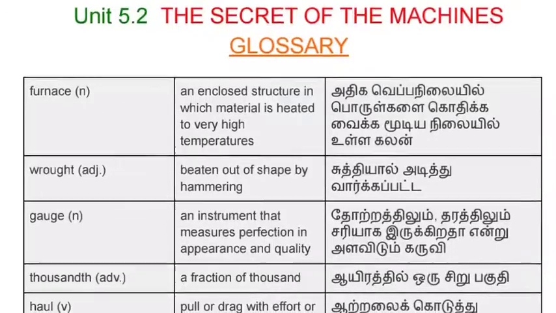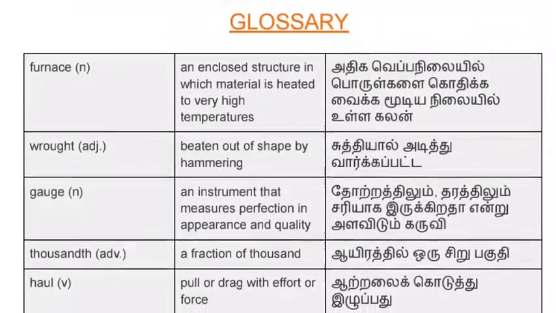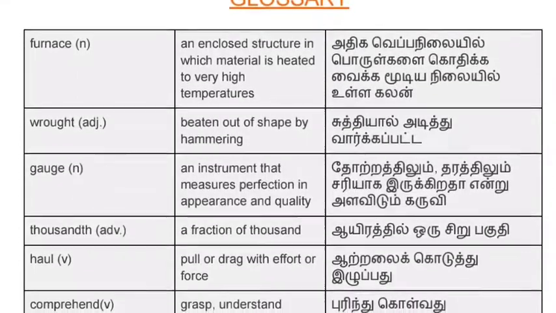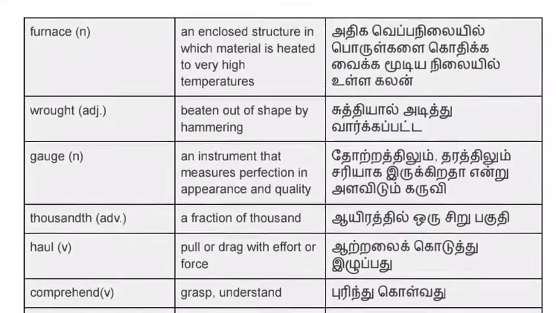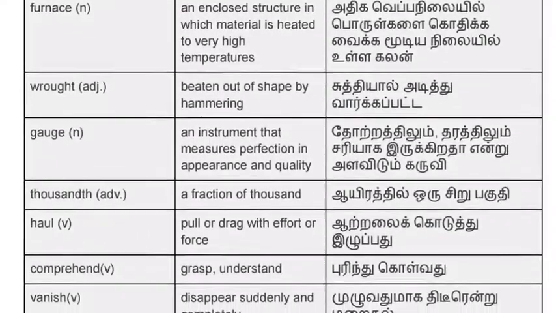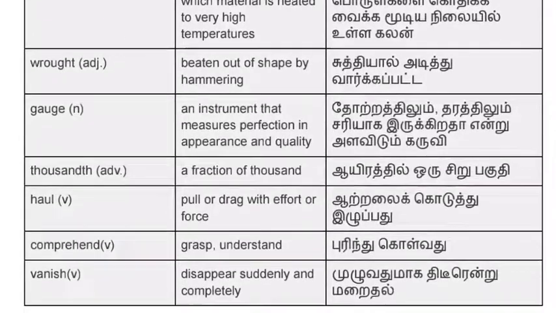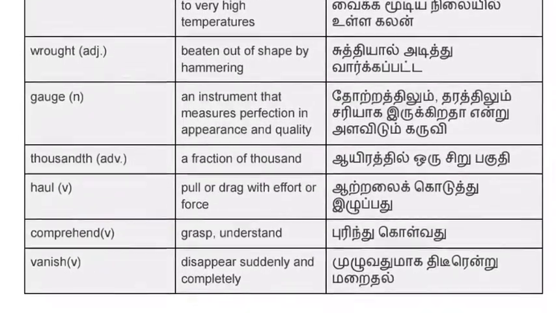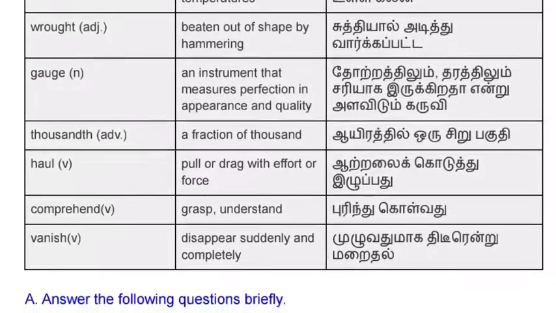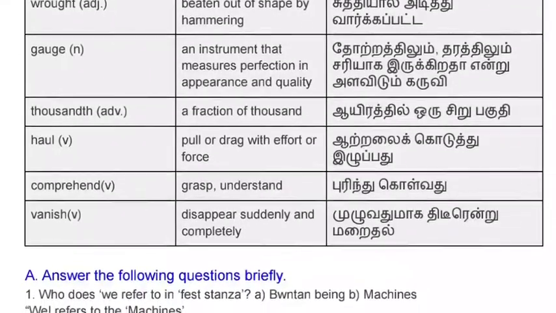Unit 5.2. The Secret of the Machines. Glossary. Furnace: an enclosed structure in which material is heated to very high temperatures. Wrought: beaten out of shape by hammering. Gauge: an instrument that measures perfection in appearance and quality. Thousandth: a fraction of a thousand. Haul: pull or drag with effort or force. Comprehend: grasp, understand. Vanish: disappear suddenly and completely.